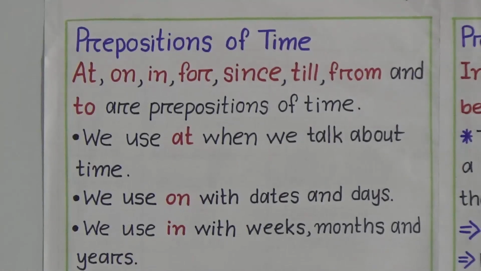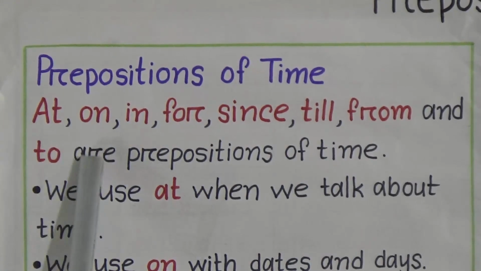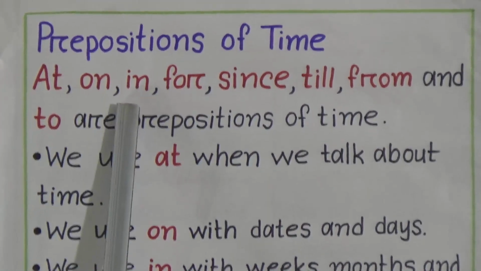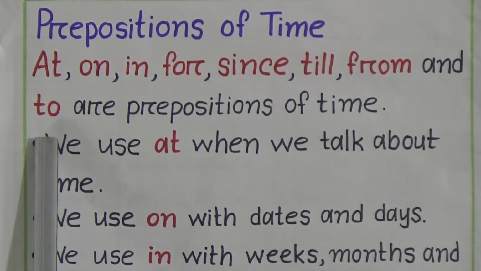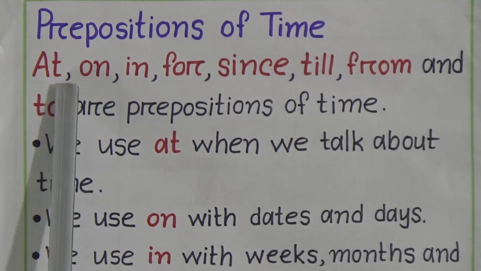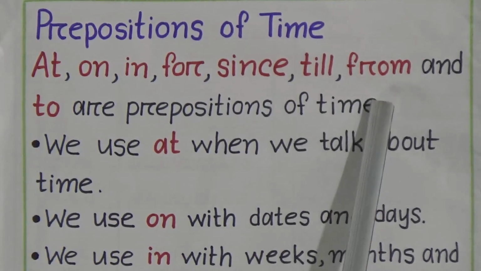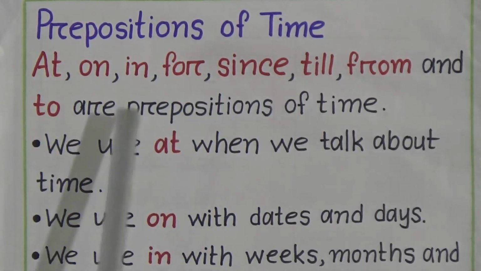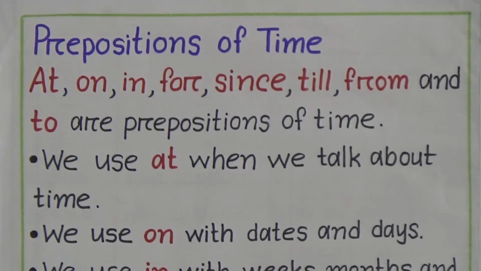First, we'll start our discussion with prepositions of time. At, on, in, for, since, till, from, and to are prepositions of time. These are called prepositions of time. Students, now we'll learn where we'll use all these prepositions.